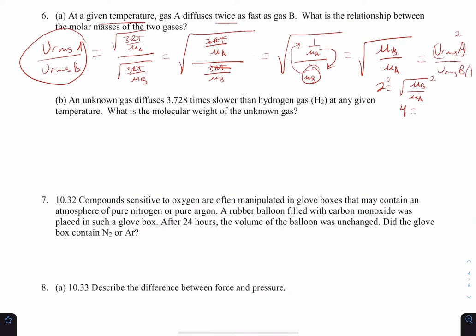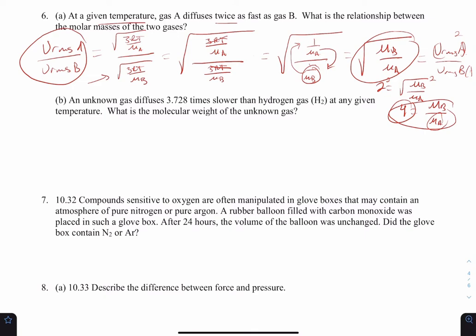I end up getting 4, which is the relationship of the molar mass of B over the molar mass of A. What does this mean? This means that the molar mass of B is 4 times bigger, heavier, than the molar mass of A. So knowing the speed can help us relate their molar masses by this equation, simply because we're using the RMS equation to get a ratio between the two.